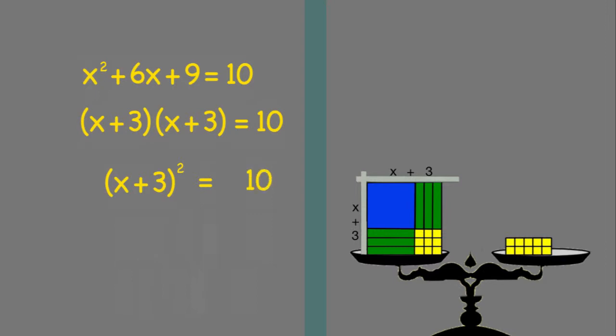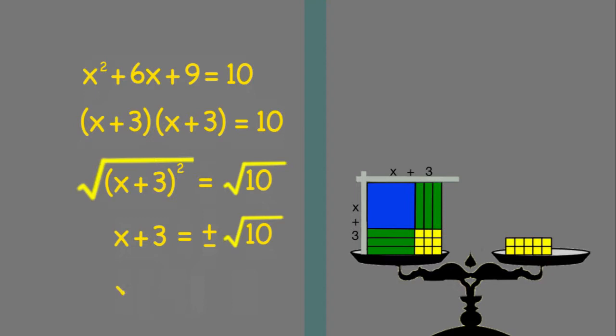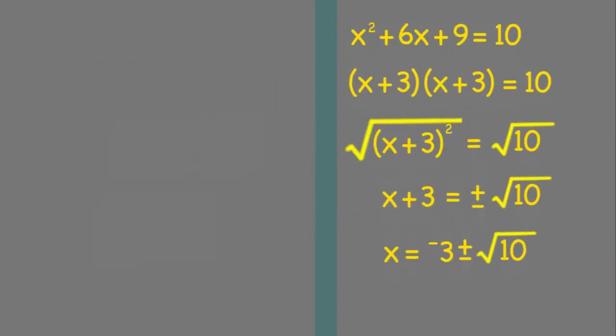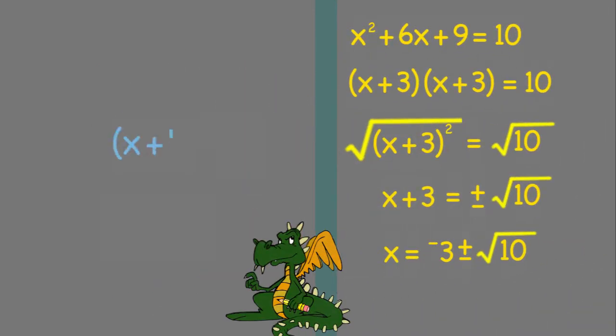At this point, we have a situation that's easy to work with. We need to take the square root of both sides, leaving us with x plus 3 is equal to plus or minus the square root of 10. And by subtracting 3 from each side, we are left with x is equal to negative 3 plus or minus the square root of 10. This works because equations in the form of (x plus b) squared equals c are easy to solve.